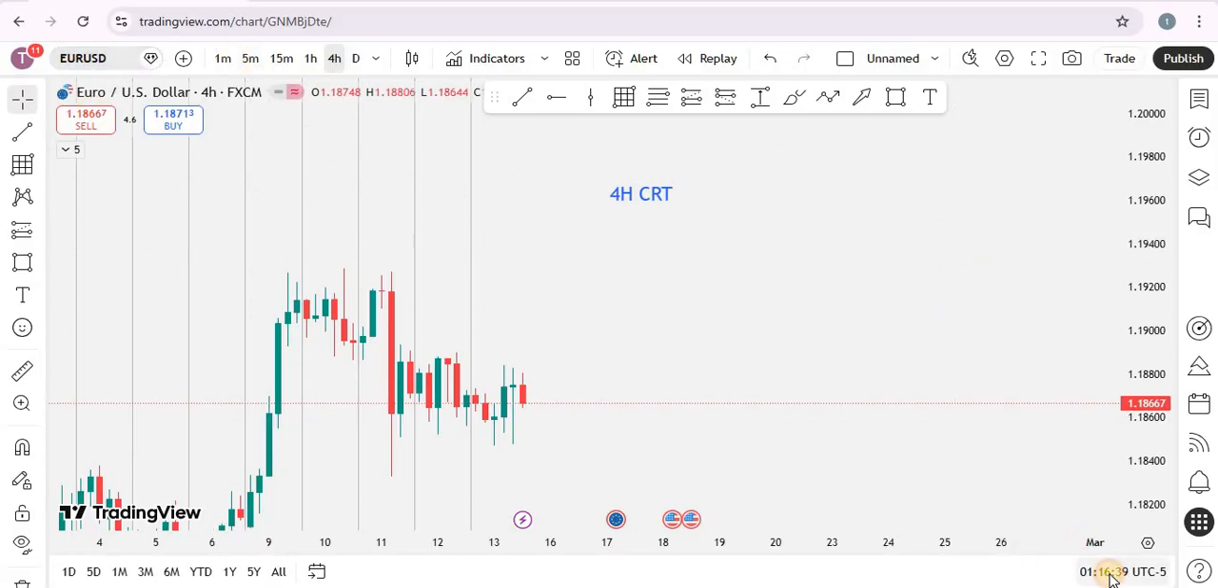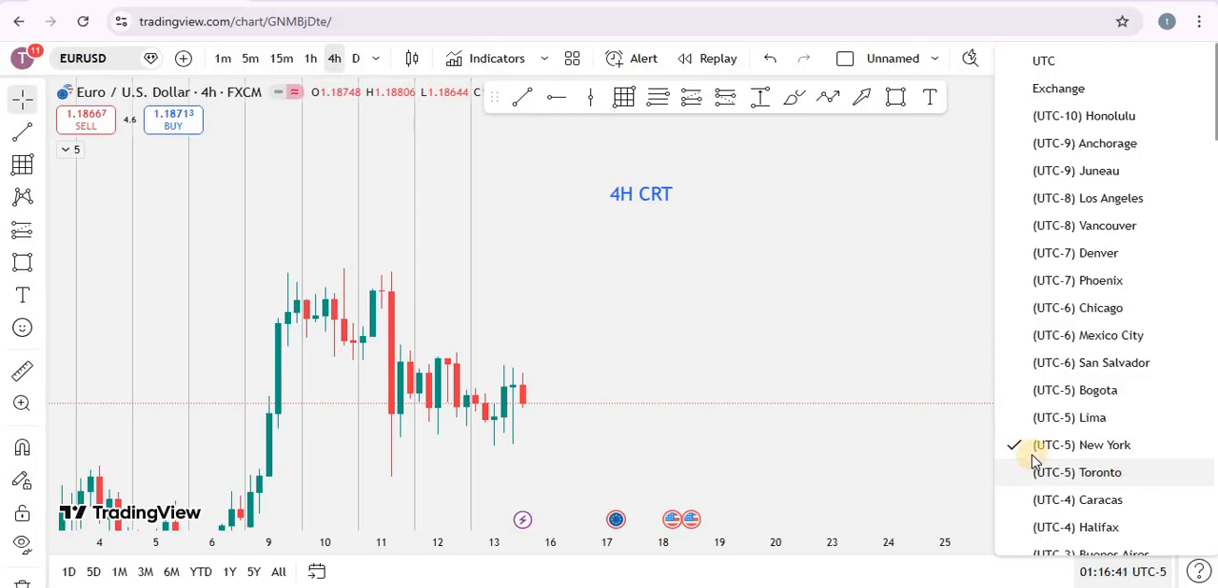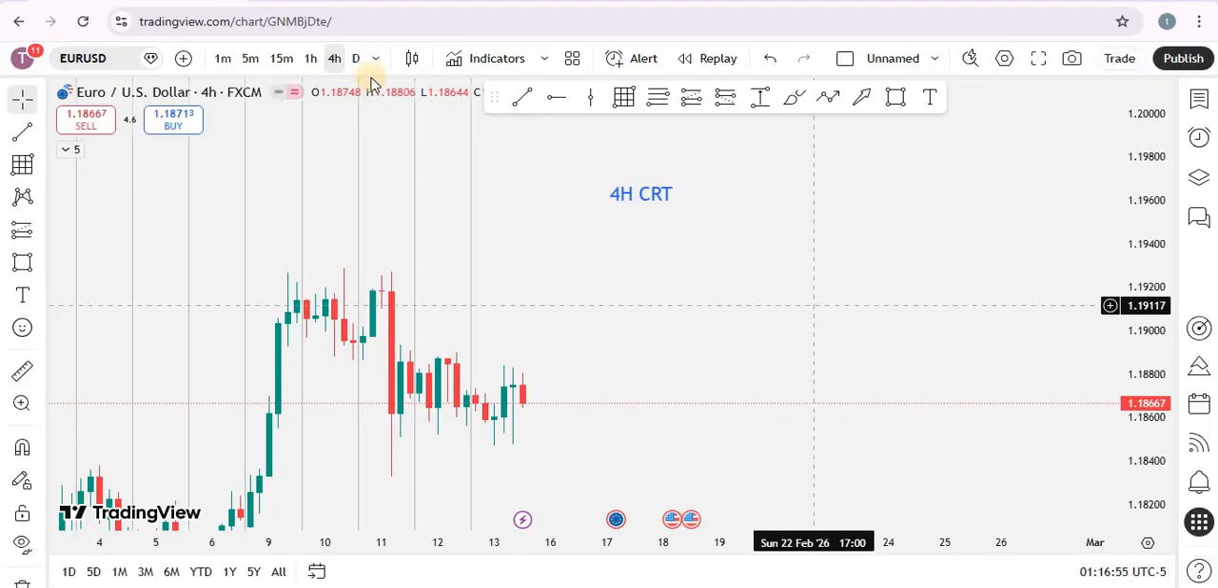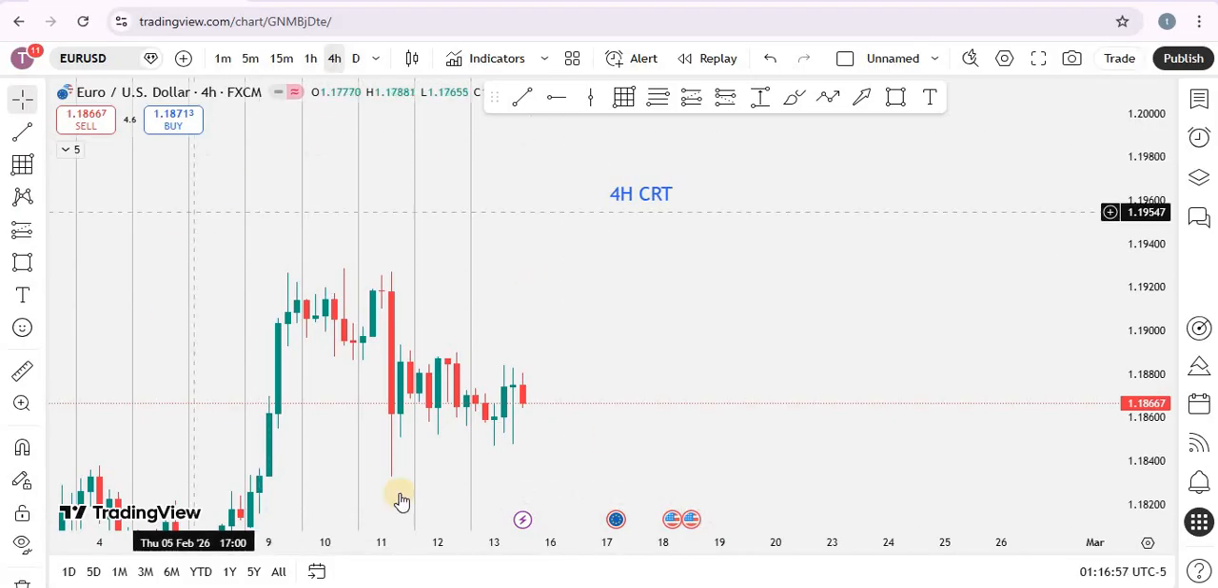First thing you have to do, you should keep your chart on New York time, UTC -5. It's because daylight saving time is going on. In March it will change to UTC -4. So always keep New York time, it doesn't matter whether it's -5 or -4. It will align your time with my chart time.